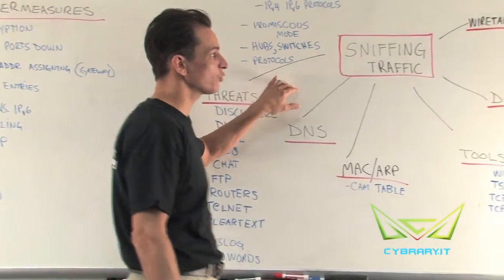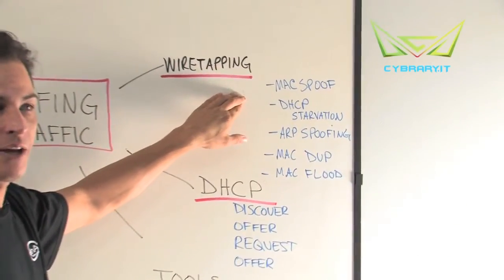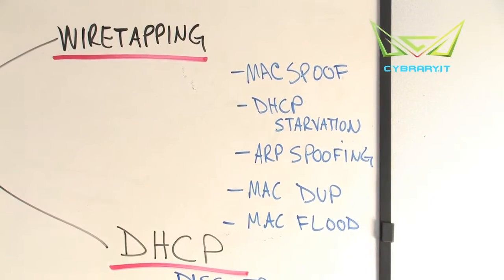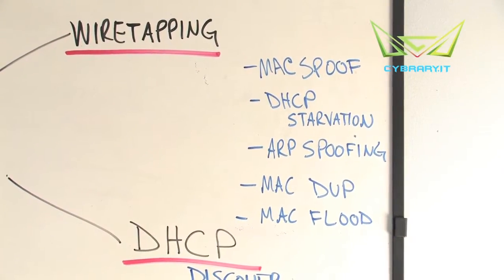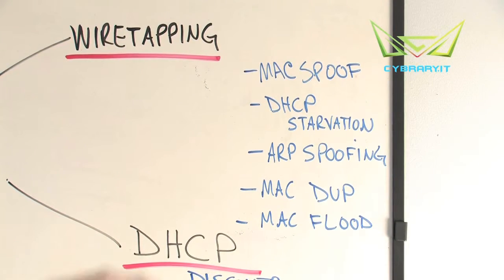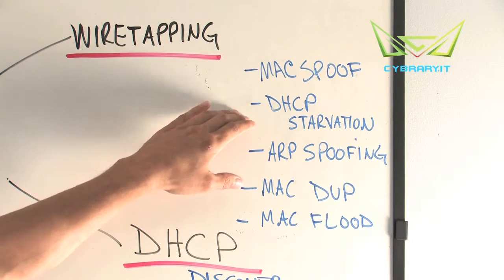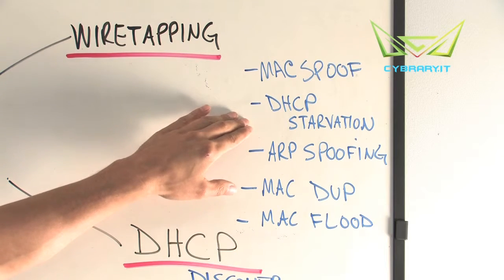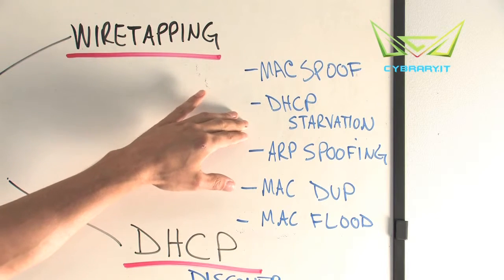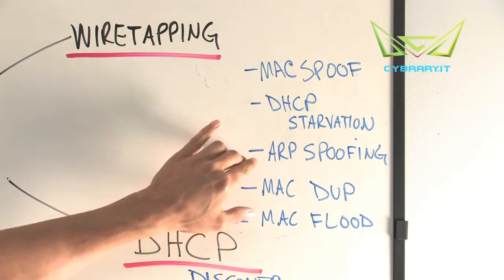Next, we can move over to wiretapping, because that leads us to the different types of attacks that ultimately will take place. So MAC spoofing. Spoofing meaning we take over somebody else's MAC address, or we can manipulate the ARP process. Or if it's DHCP related, we could perhaps grab all of the available DHCP addresses from the DHCP server, therefore doing an attack on availability, and legitimate users can't get a DHCP address. Or ARP spoofing, pretending to be somebody else.